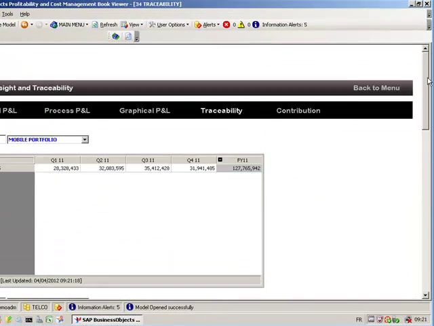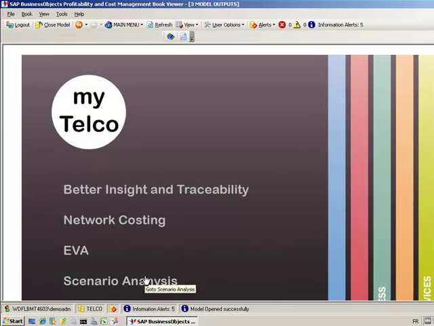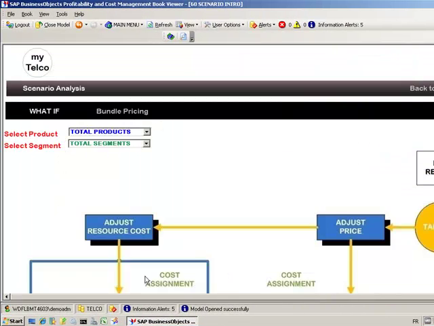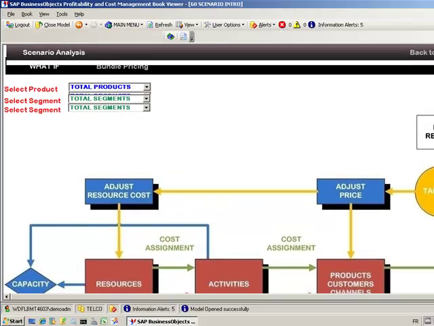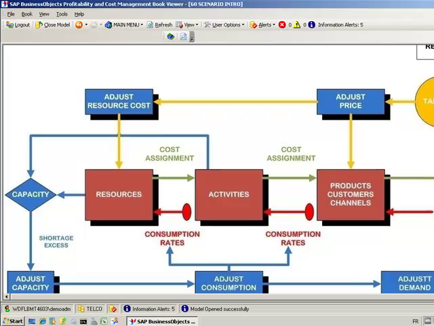So now let's take a step back. Do you realize how easy it is to navigate such a large amount of data and get full visibility on profitability? I now need to take action. So let's run some what-if analysis.